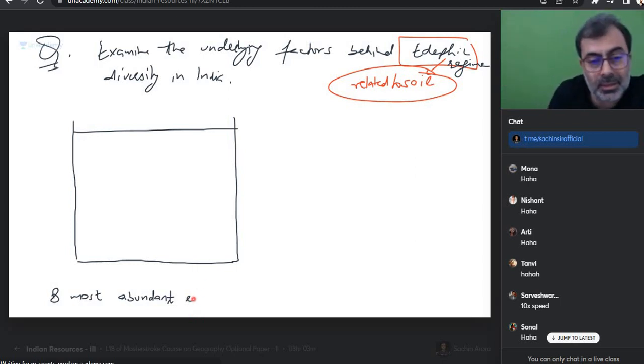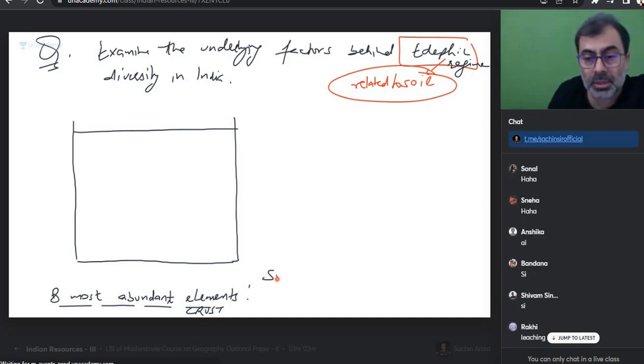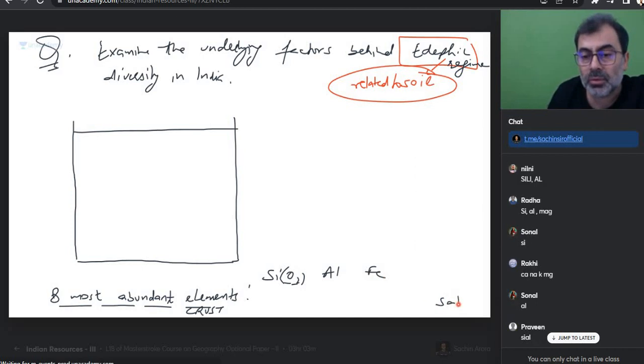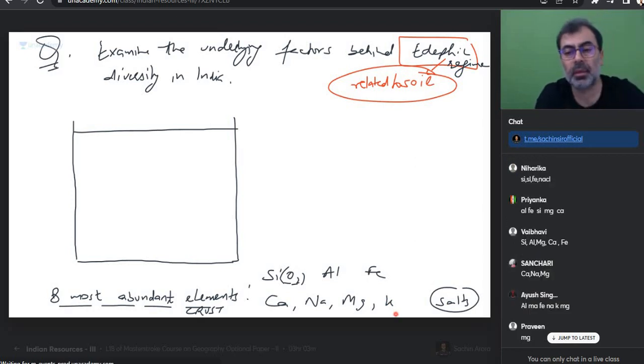8 most abundant elements. What are 8 most abundant elements? जल्दी बताओ। In the earth's crust. Let me see how many of you remember. बाकी तो बिगनर है। देखो पहला तो हमेशा सियाल याद कर लो, सियाल। Now सियाल doesn't stay with this, so सियाल is actually SiO2, O2 के साथ होता है, और एक और मेटल होता है Fe। उसके बाद we have salts. What are the salts? Calcium, sodium, magnesium, potassium. Is everyone okay?